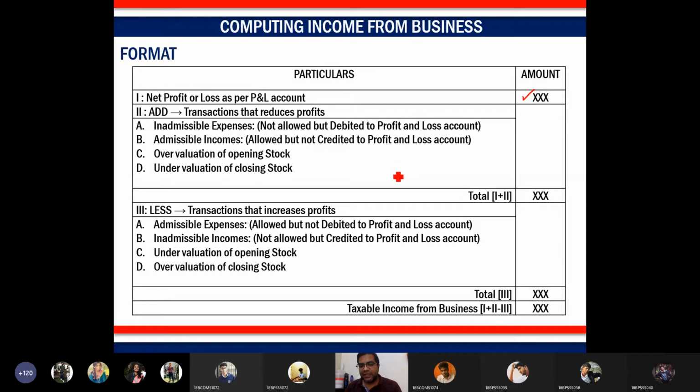Second step is to add all those transactions that reduce net profit. I've already given you the reasons yesterday. Why would somebody increase the net profit and why would somebody decrease the net profit? Why do people decrease net profit deliberately? The answer is quite simple: nobody wants to pay tax. People want to escape from tax.